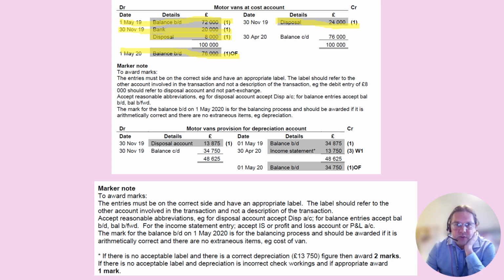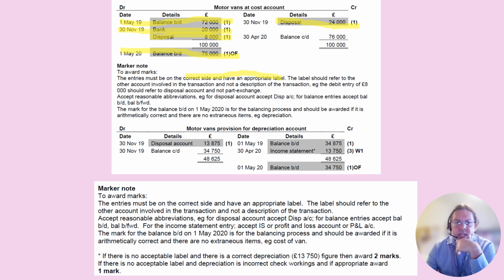We're looking here, the entries must be on the correct side and have an appropriate label. Like I said before, the label is really important. This label should refer to the other account involved in the transaction, not a description. For example, the debit entry of 8,000 should refer to disposal and not part exchange. That's a fair point. Sometimes students will write part exchange as the label. There's no account called part exchange. We can't give you a mark for that.